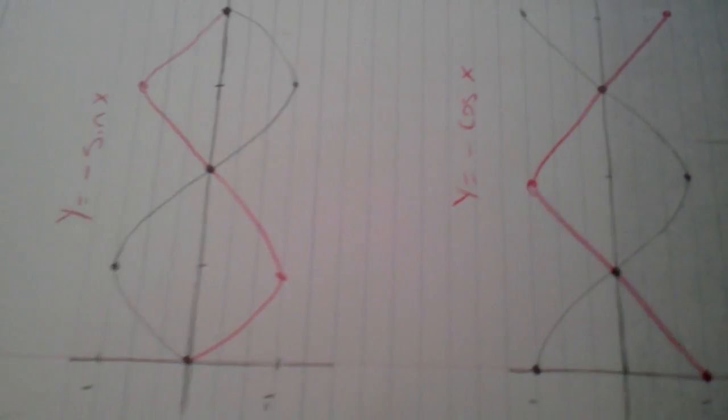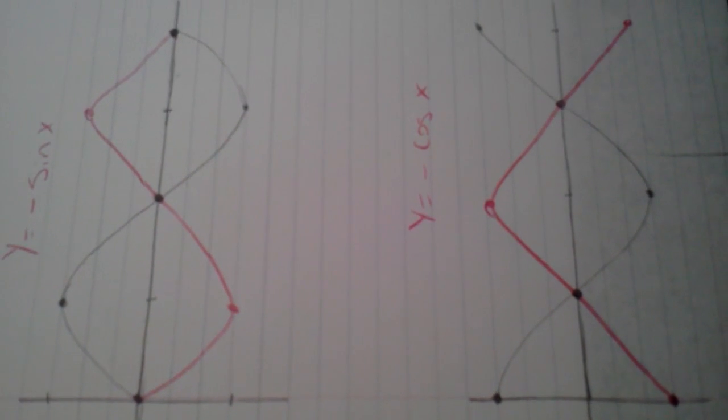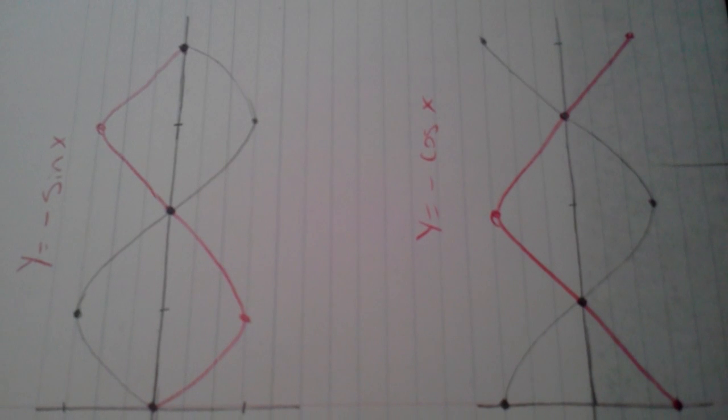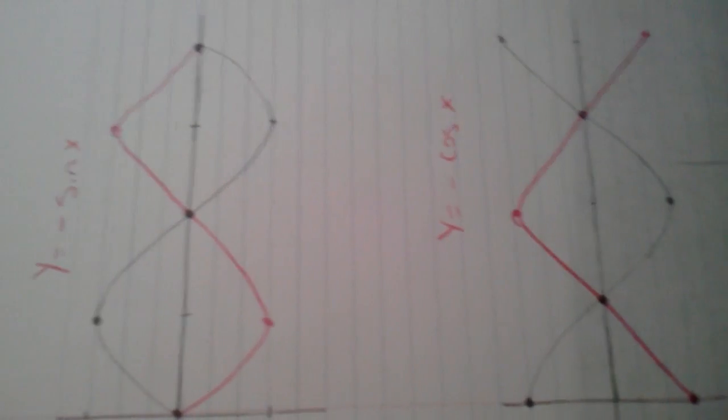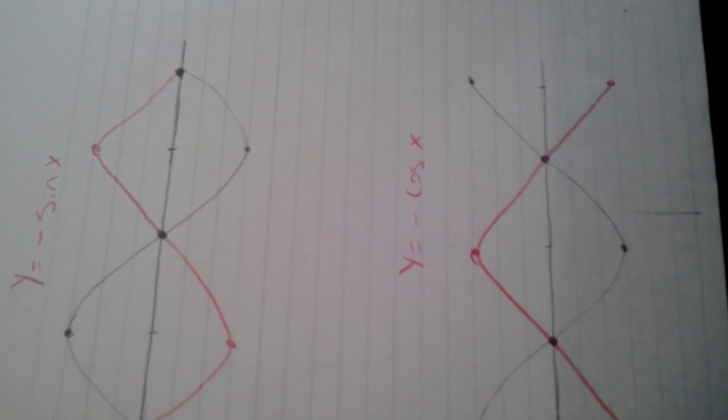And then for when you have a negative in front of the sine, it flips the function. So from the original function, every value just switches. And same thing for cosine.